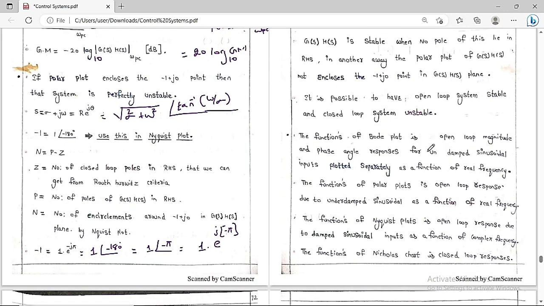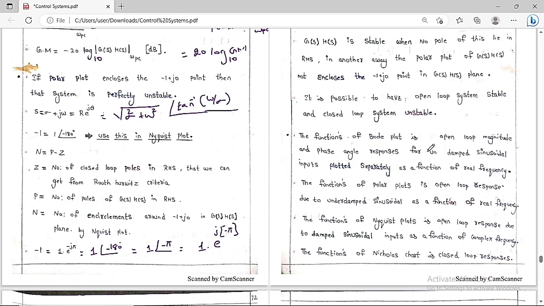The next point is G(s)H(s) is stable when no pole of this lies in the RHS. In another way, the polar plot of G(s)H(s) does not enclose the minus 1 plus j0 point in the G(s)H(s) plane. Listen carefully. G(s)H(s) is stable when no pole of this lies in the RHS of s plane. In another way also we can say the polar plot of G(s)H(s) should not enclose the minus 1 plus j0 point in the G(s)H(s) plane.